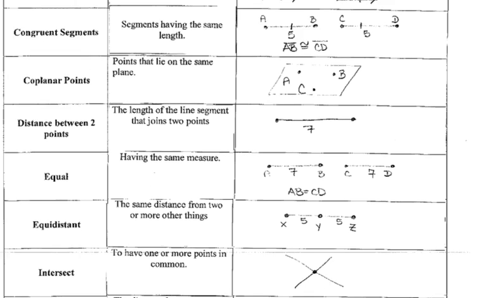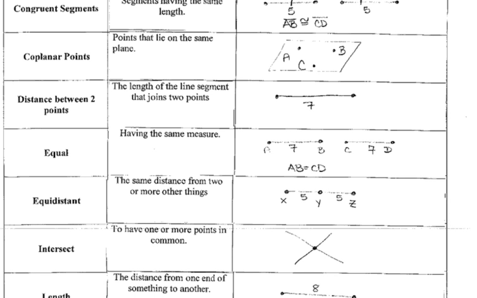Coplanar points are any points that lie on the same plane. So in the picture here, points A, B, and C lie on the same plane. I think about a plane as a flat sheet of paper. They all lie on that same flat sheet of paper, making those points collinear.